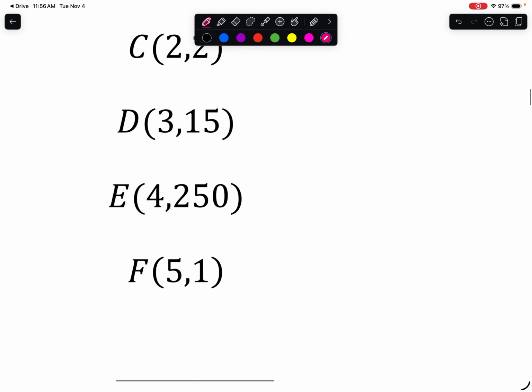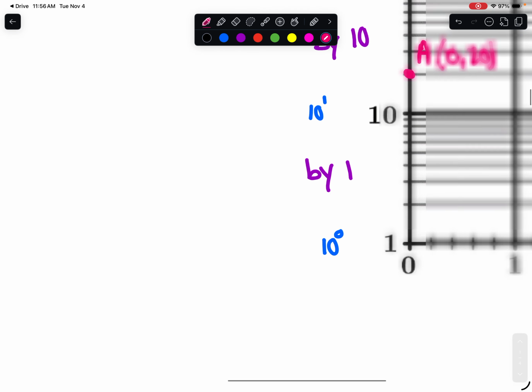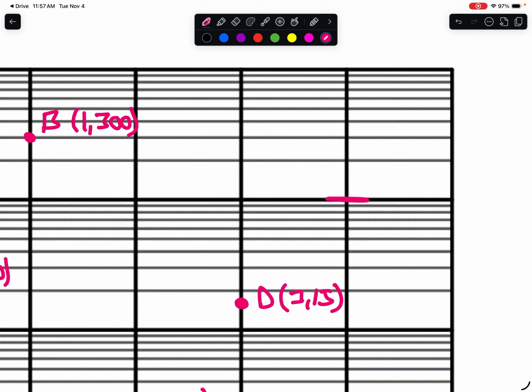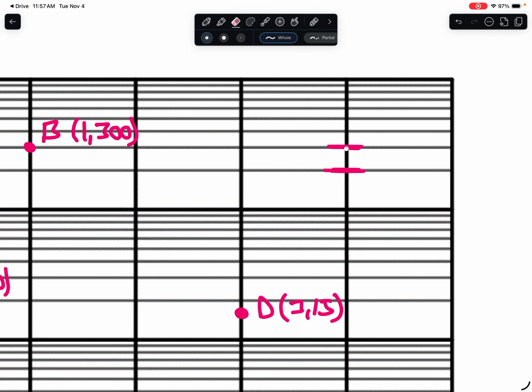Okay, and then your next point, we have point E, so 4 comma 250. So I'm going to go to 4 horizontally, and then we're going to go up to 450. Nope, not 450, 250. So we have 100, 200, and then this is 300. So I want to be in between 200 and 300. So just like before, I want to be slightly above based on the scaling. And then this would be point E, and then this is going to be 4 comma 250.